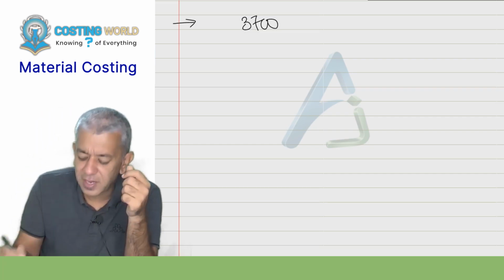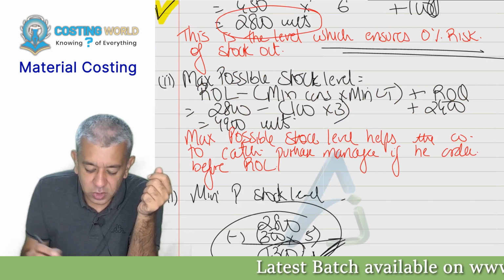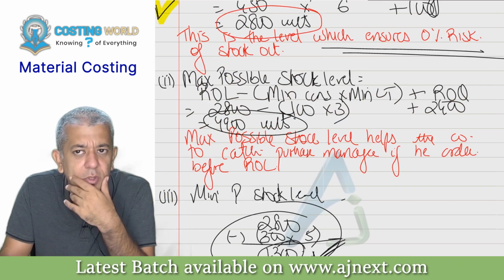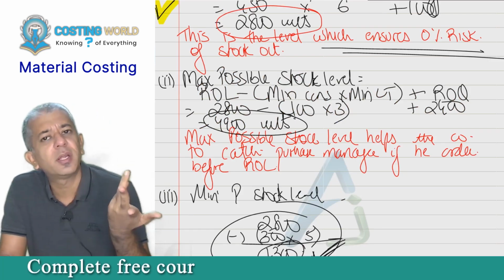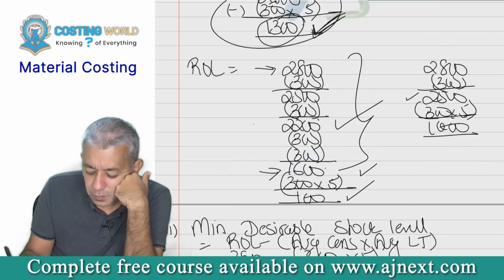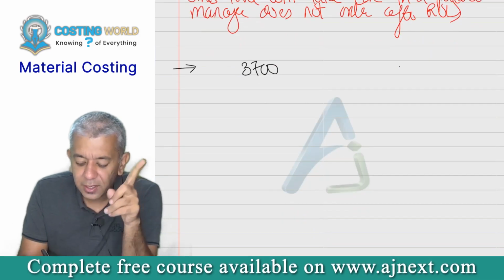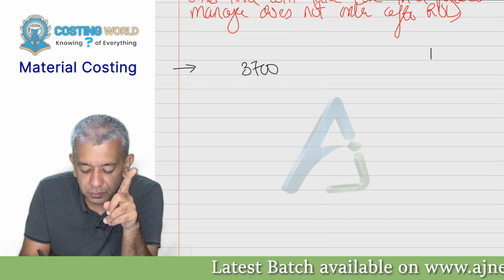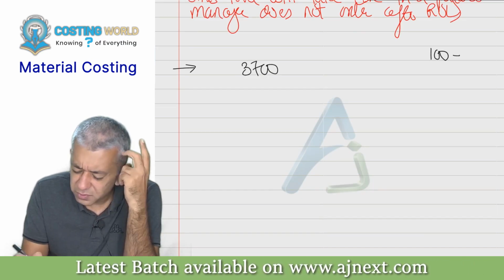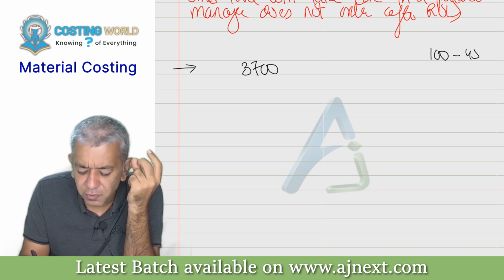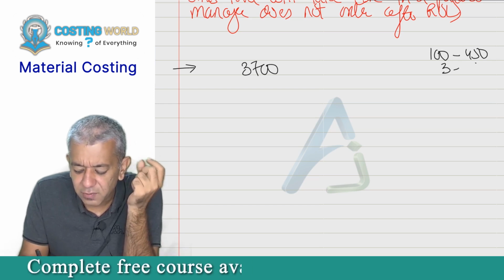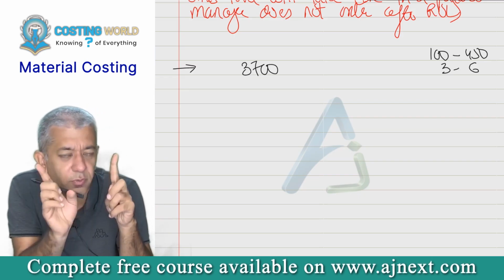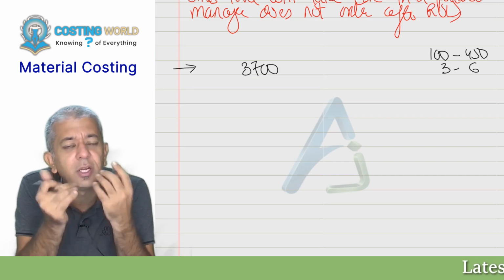But can we say he will get caught when the stock level goes above 4,900? That was the use I had told you, correct? Yes, sir. But he might not get caught. He might get saved also. How? Yesterday you all told me my minimum consumption per week was how much? 100, and maximum was 450, correct? My minimum lead time was 3 weeks and maximum was 6. So I can take any consumption between 100 to 450, and any lead time between 3 to 6 weeks, to prove my point.